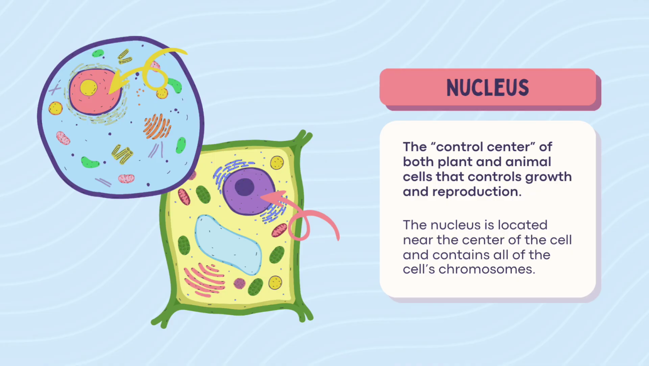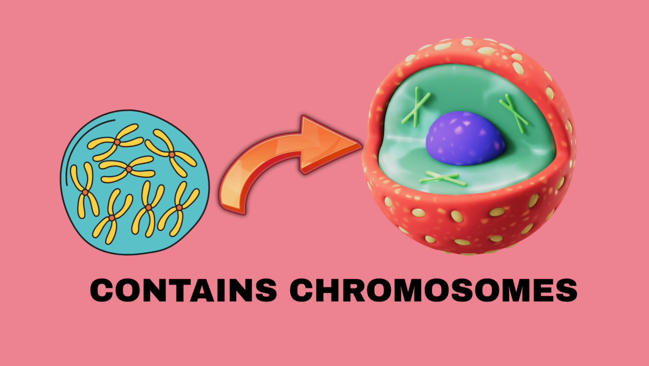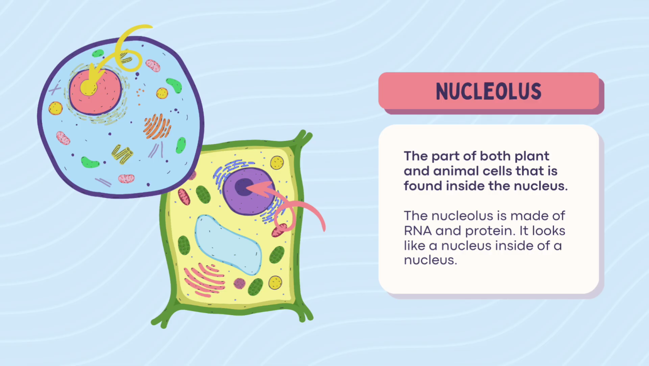Now, let's explore the nucleus, the control center of the cell. Nucleus, the control center of both plant and animal cells that controls growth and reproduction. It stores all the cell's DNA in the form of chromosomes, which act like instruction manuals telling the cell what to do and when. Without the nucleus, the cell cannot grow, reproduce, or function properly.